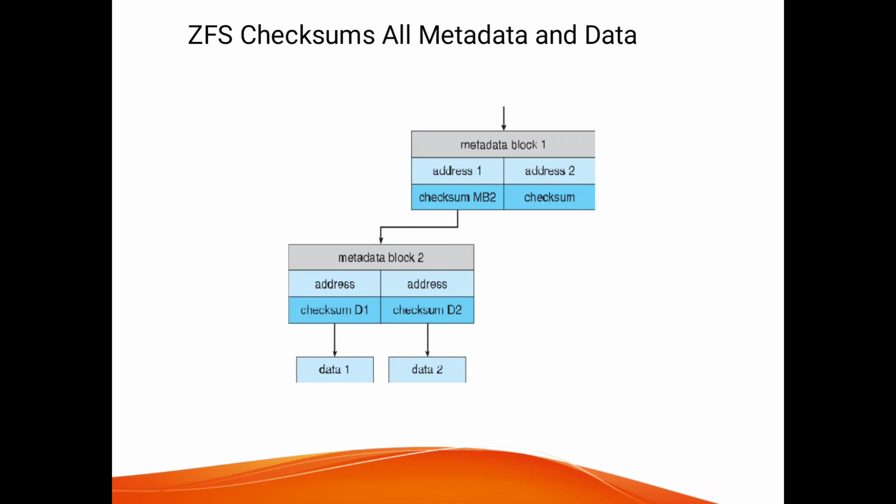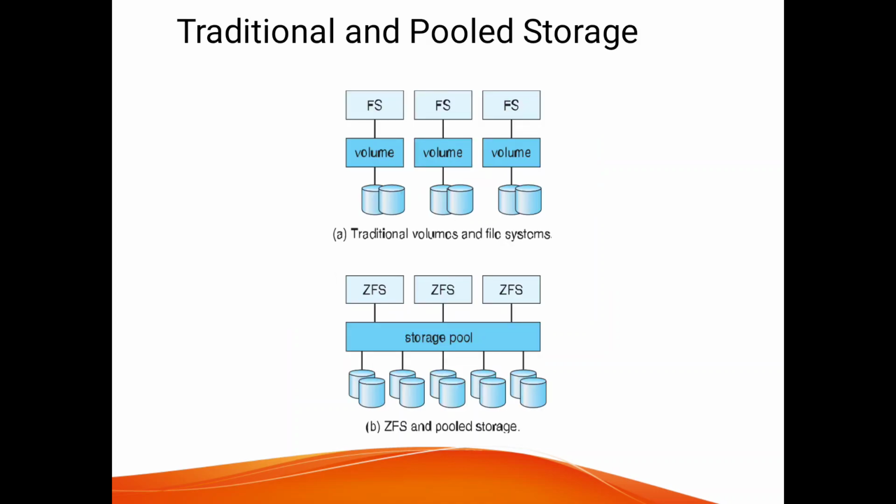In this checksum for all metadata and data, the data are transmitted together. At that time each data block is transferred with its address and its checksum value. The data are combined and then separated, and the checksum value is also calculated on the receiver side. When the received checksum matches the calculated checksum, the data is accepted. Traditional and pooled storage.